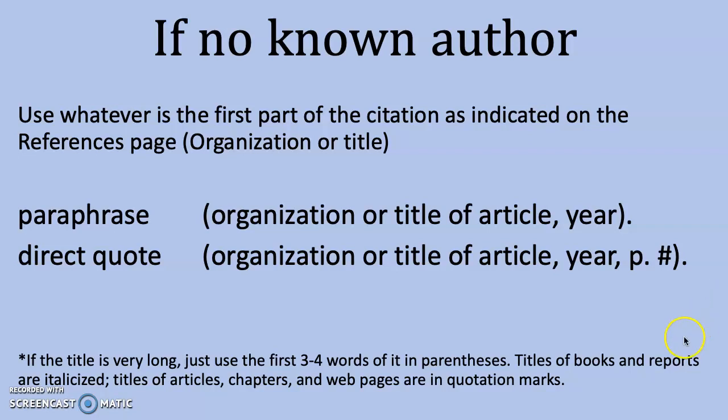And a note down here is that if a title is long, you don't want to distract your reader from the content and get sucked into this long title in your in-text citation. So you can easily just shorten it, use 3 or 4 words as the title, and that's okay because they will still be able to find it on the references page. And then titles of books and reports are italicized. Titles of articles, chapters, and web pages are in quotation marks.